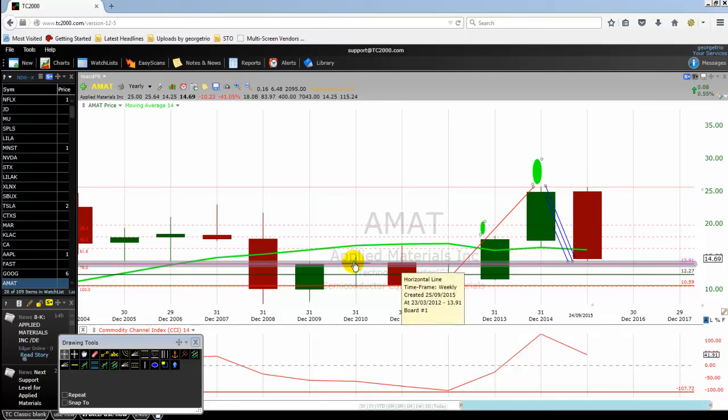So you see, we watch the high, the low, and the median line, but you can also pay attention to the opening price and the closing price on the yearly chart. These are key levels that professionals are watching. So we are very close to a key level for AMAT.